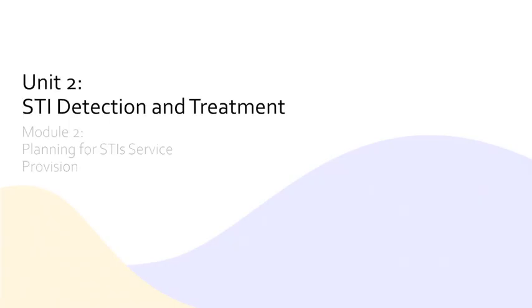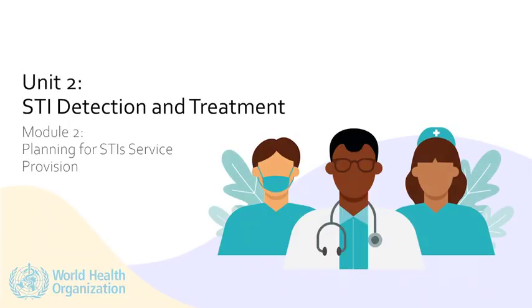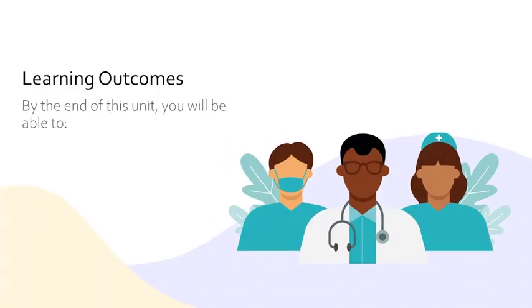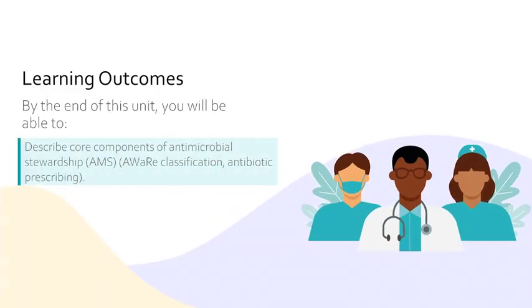Welcome to Unit 2 of this Planning for STI Service Provision module. In this unit, we will look at core components of antimicrobial stewardship. By the end of this unit, you will be able to describe core components of antimicrobial stewardship, or AMS, AWaRe classification, and antibiotic prescribing.